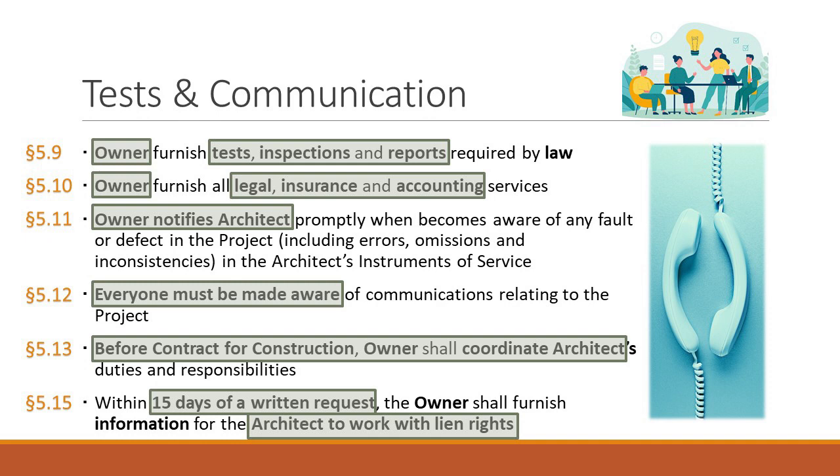The test to make sure that the contractor has completed falls under this, 5.9. So even though that's one spot where you're testing the functionality of the building, it's still up to the owner to perform those tests and to make sure they're in compliance with the laws. So, 5.10, you've got to provide legal and accounting services, no big deal there. 5.11, the owner shall provide prompt written notice to the architect if the owner becomes aware of any fault or defect in the project, including errors, omissions, and inconsistencies in the architect's instruments of service.